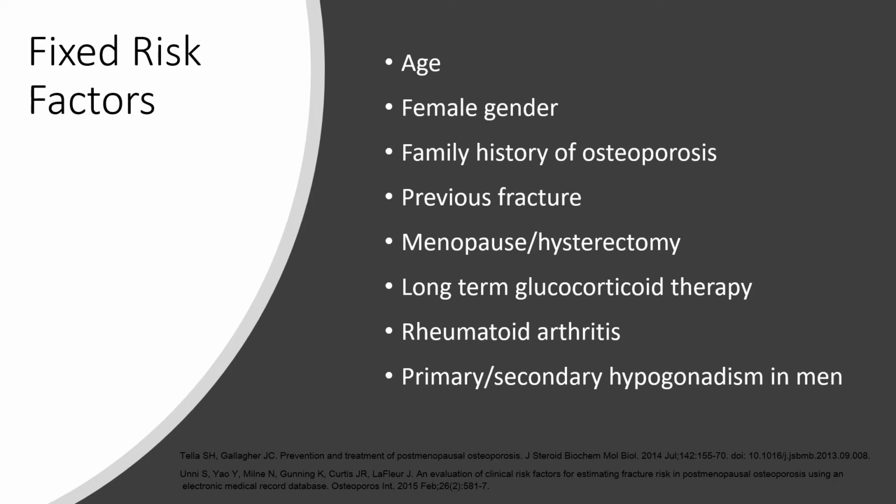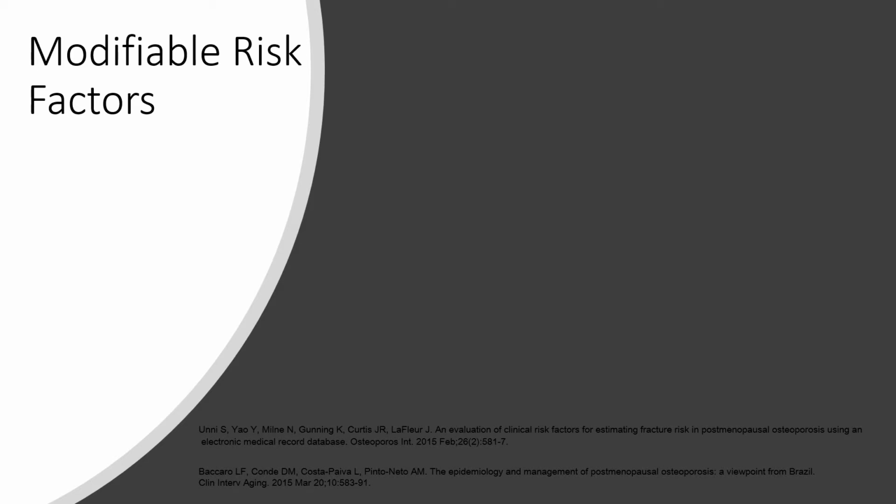Then primary and secondary hypogonadism in men, which leads to a reduction in the serum testosterone level, also puts the male at a high risk of developing osteoporosis. Modifiable risk factors are those which can be modified if the patient gives them some attention.